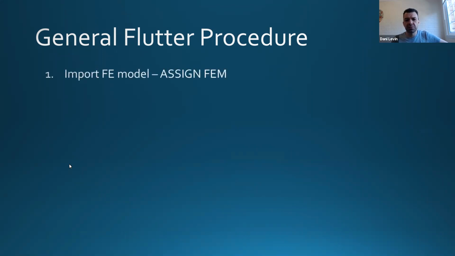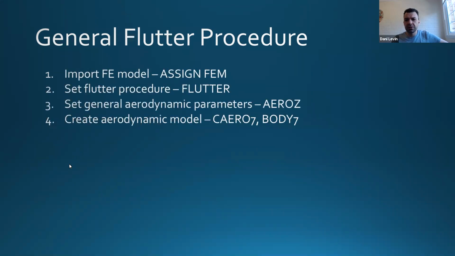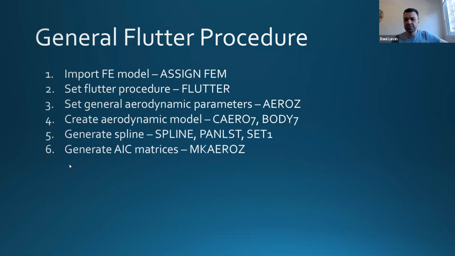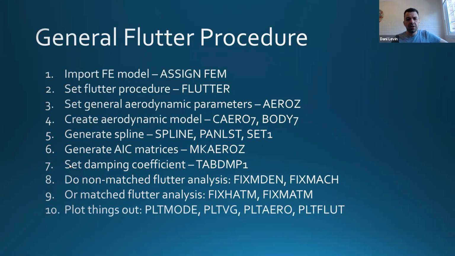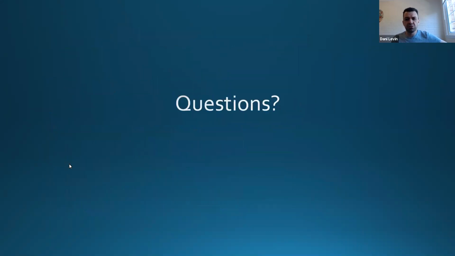So this is the general Flutter procedure with ZAERO. The way it's written here is: this is what you do, and this is what the ZAERO card is doing. In your homework you're going to go through all of this. I don't want to read this because you all have it, and I would rather show you more specifically what you're going to do. So first question is, do you have any questions before we proceed?